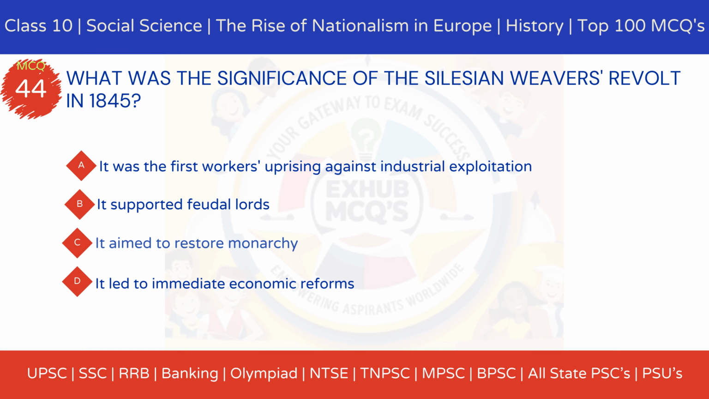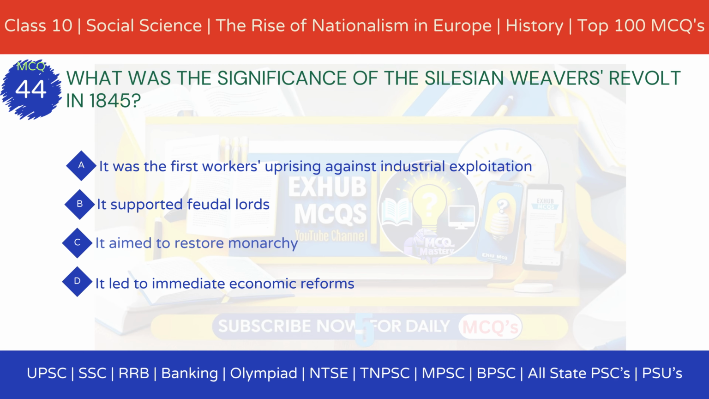MCQ 44. What was the significance of the Silesian Weavers' Revolt in 1845? Option A, it was the first workers' uprising against industrial exploitation. Option B, it supported feudal lords. Option C, it aimed to restore monarchy. Option D, it led to immediate economic reforms.